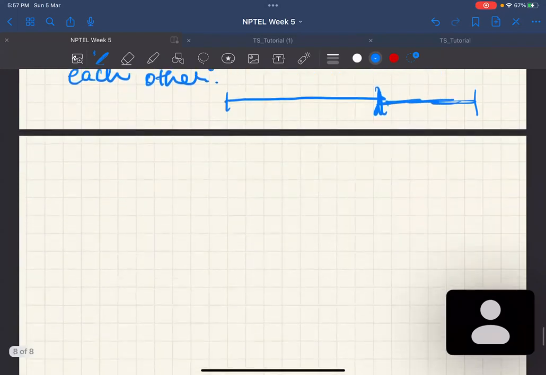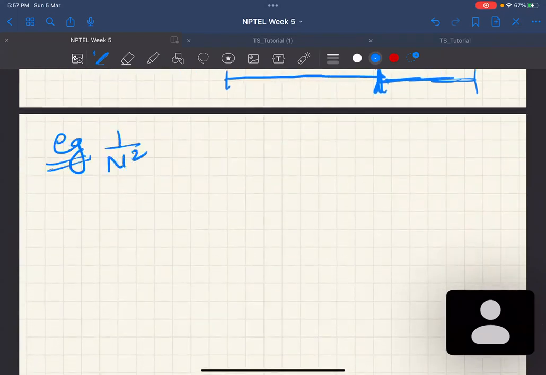Like 1 over n square, if you plug in the values, you will see that after in the sequence, the points will come closer and closer. The distance between the points will be reduced after every point, basically. The elements in that sequence become closer and closer. That is what the Cauchy sequence means.